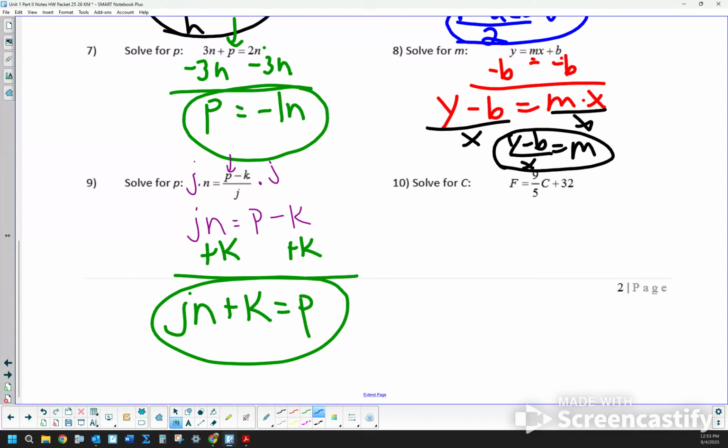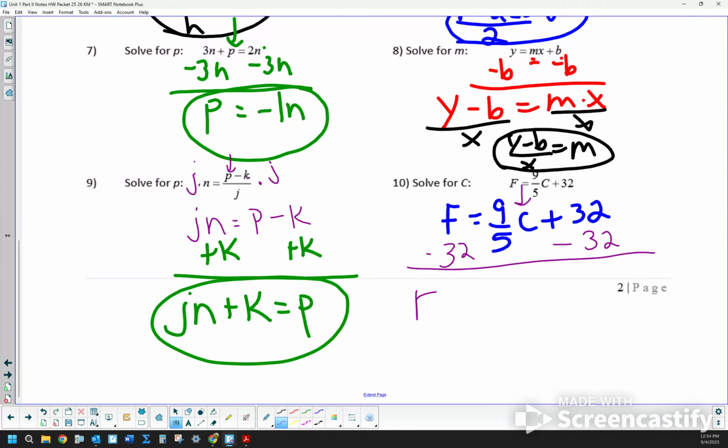Okay, last one. This is probably the hardest one. So f equals 9/5 c plus 32. We're trying to solve for c. So what do we need to get rid of? Well, the 9/5 is really close to it, so we need to get rid of that outside piece of 32 by subtracting. So f minus 32 equals 9/5 c.